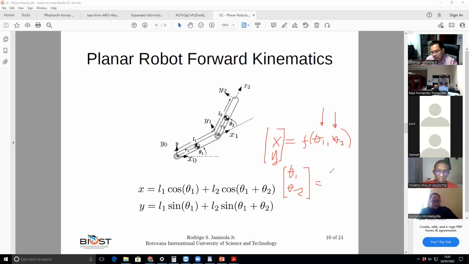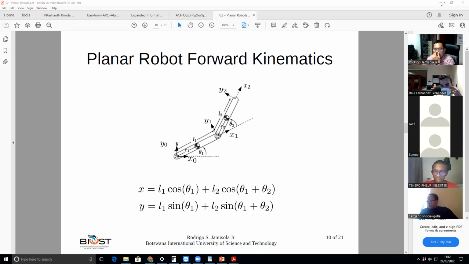We don't know for now what that function is. So the inverse of that function, and your input is X and Y. That means you bring the hand there, and then we need to measure what the joints are. But for now we are doing this: input the angles, we need to find the hand.